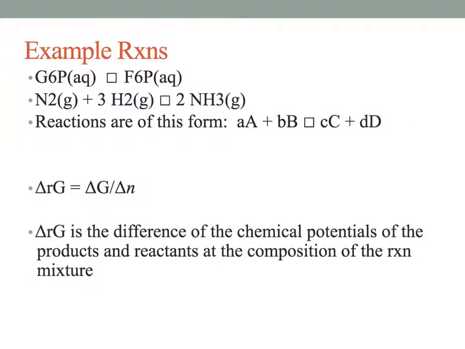Okay, so here are a couple of examples of different types of reactions, and I don't know why these arrows didn't come up right. But glucose 6-phosphate in aqueous solution going to fructose 6-phosphate in aqueous solution is an isomerization reaction, which is shown in your book. That's one of the reactions that they provided as an example. Another reaction that they provided as an example for us to study is nitrogen gas. This should be a small c. It should be subscripts. I don't know why they didn't come out right in the PowerPoint.